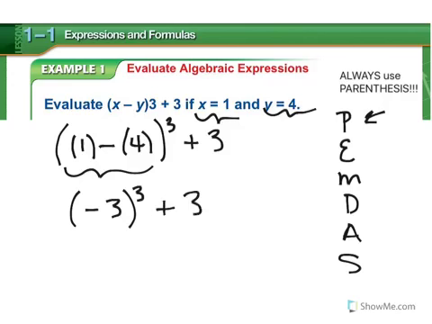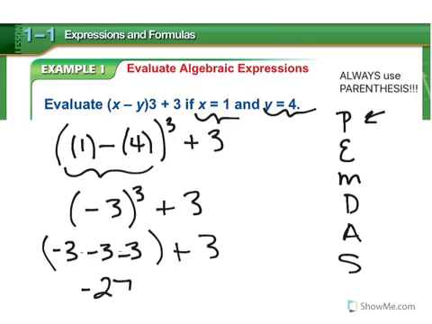Okay, so what this means is this is negative 3 times negative 3 times negative 3 plus 3. Negative 3 times negative 3 is positive 9. Positive 9 times negative 3 is negative 27 plus 3. Okay. Negative 27 plus 3 is negative 24.